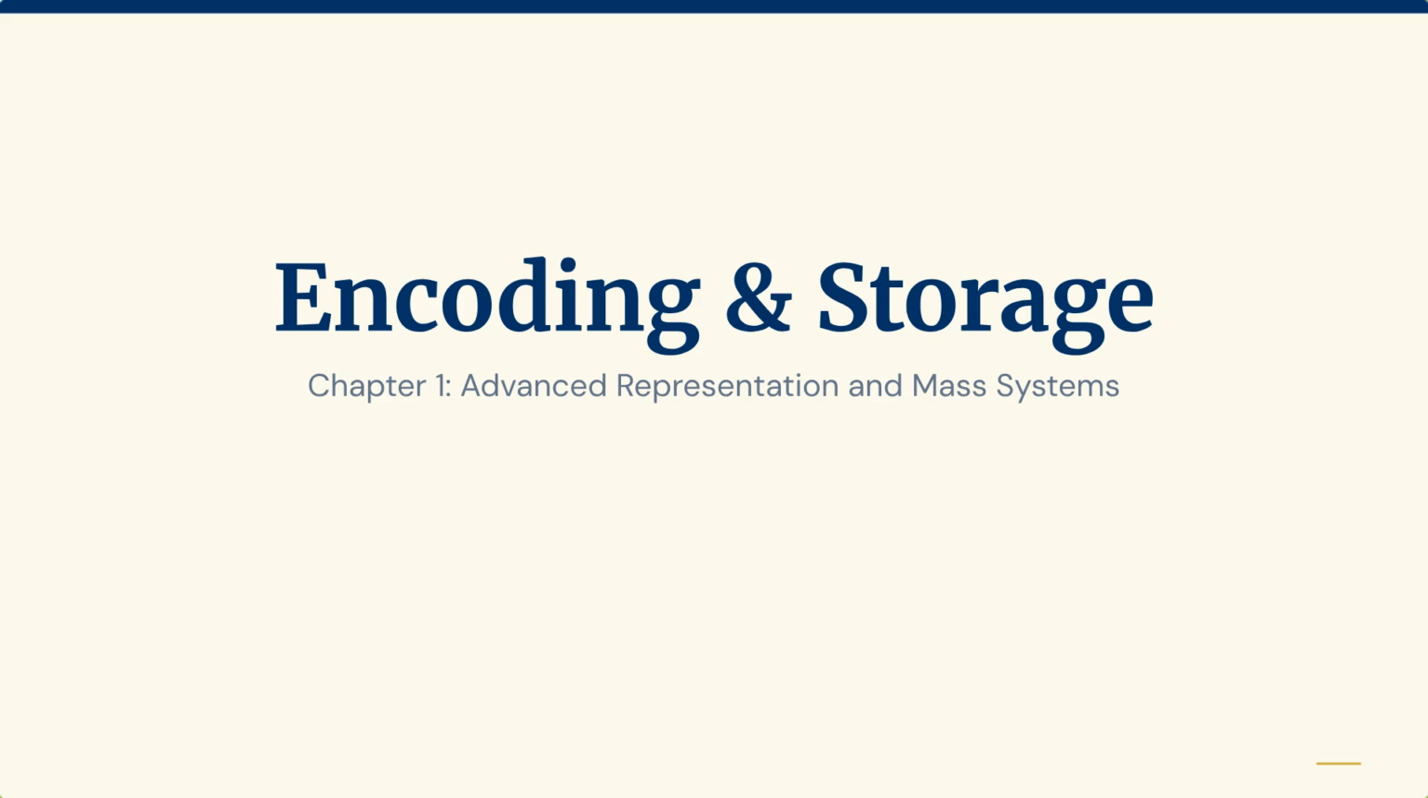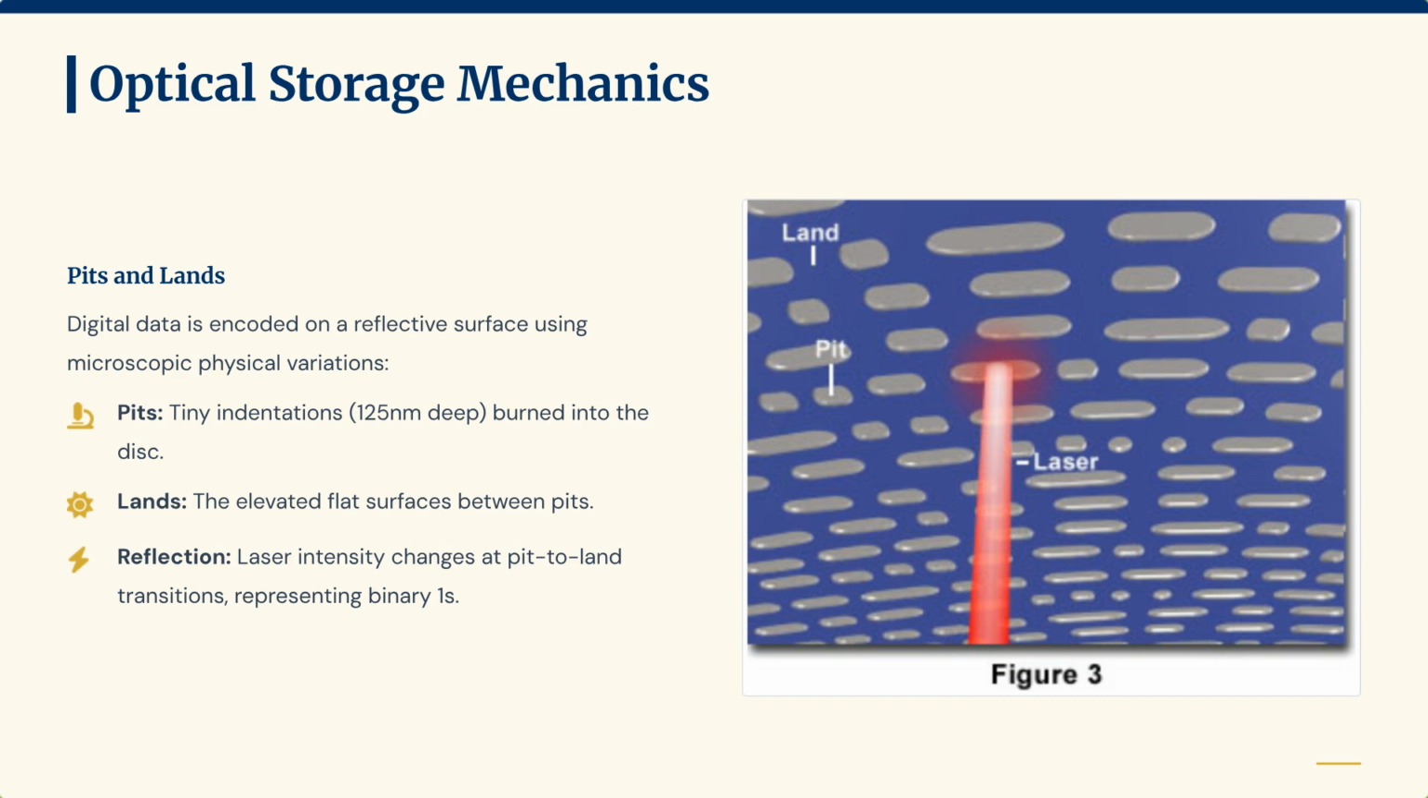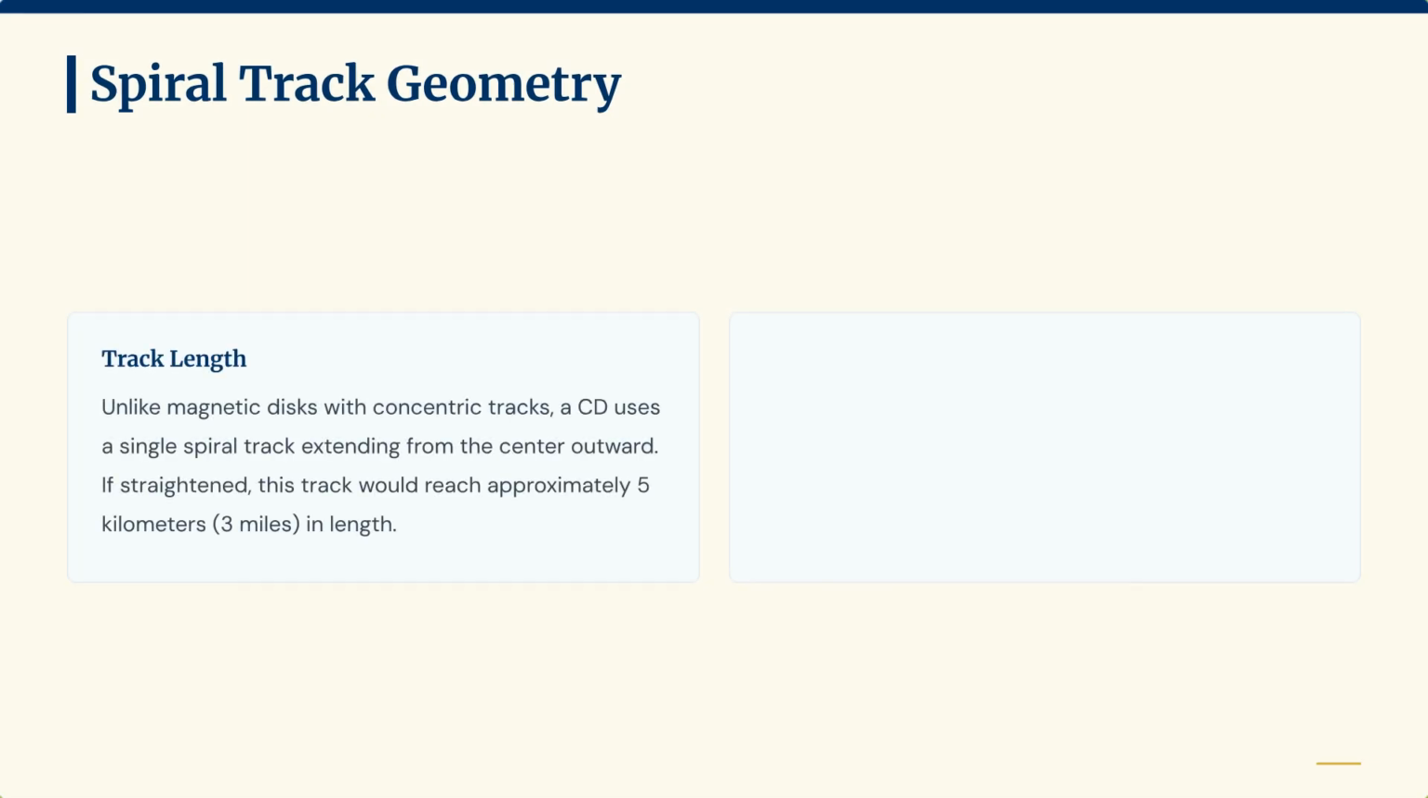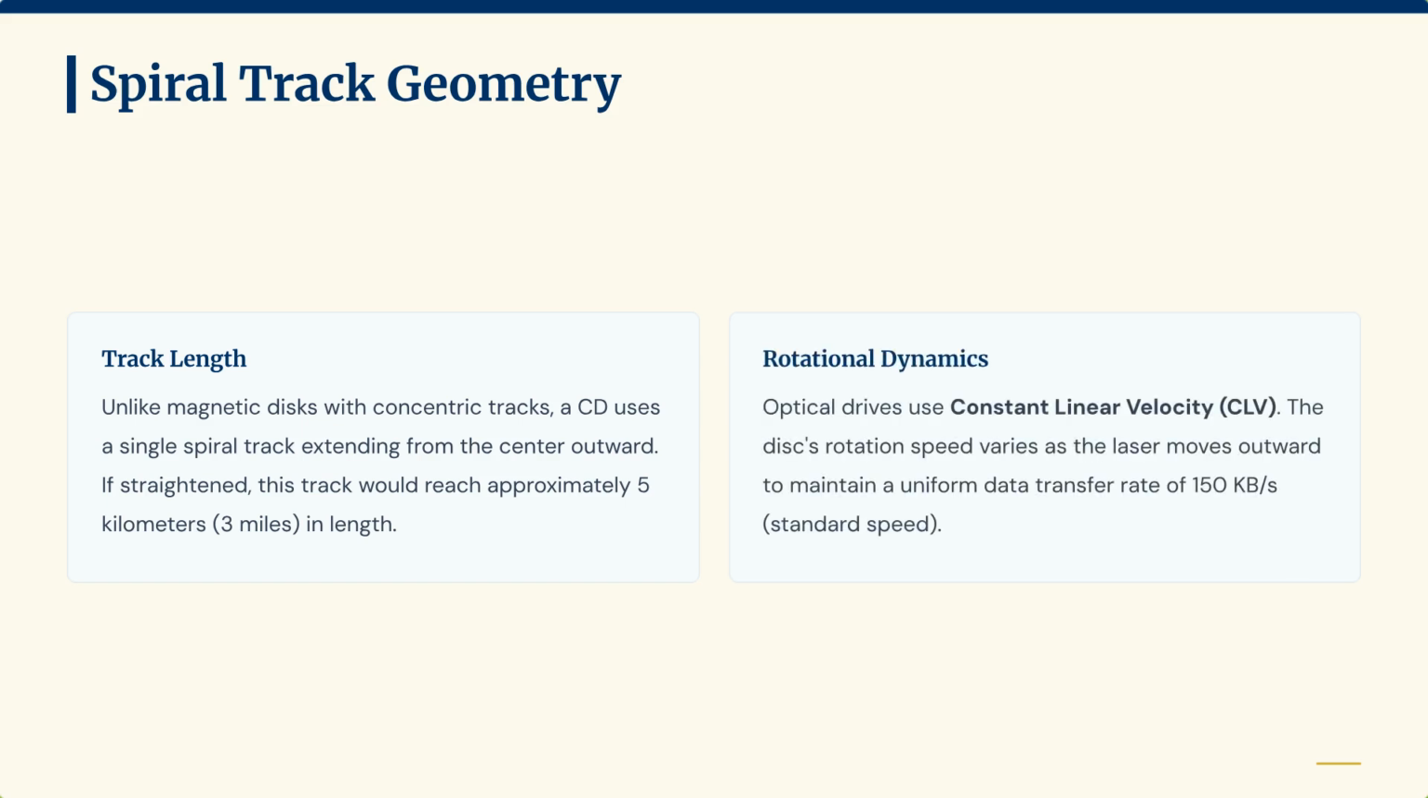Optical storage relies on pits and lands. Microscopic indentations are burned onto the disk, and the transition between these pits and the flatlands allows the system to detect binary data. Unlike disks with concentric tracks, CDs use a single spiral track. They also employ constant linear velocity, adjusting the rotation speed as the laser moves outward to maintain a consistent transfer rate.